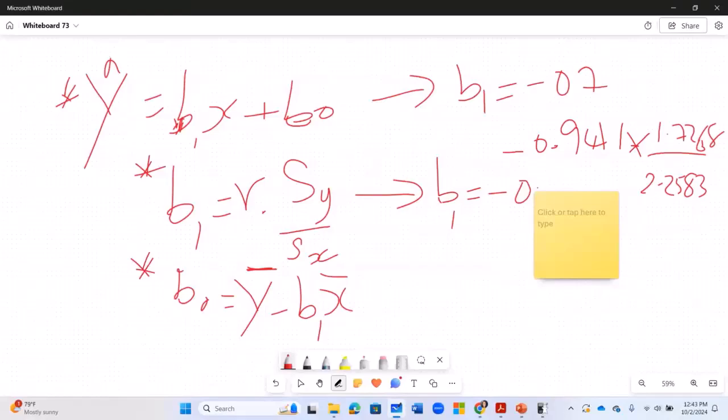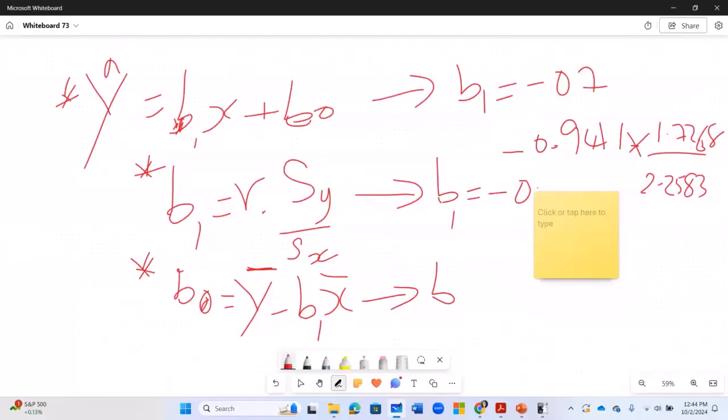The next one I want to calculate is B0. B0 is given in terms of Y bar. And what is Y bar? Y bar is the mean of the response variable. It's given to us anyway, so I'm going to look for it in that equation. I have that equation right here. So what is my Y bar? Y bar is 4.1833.